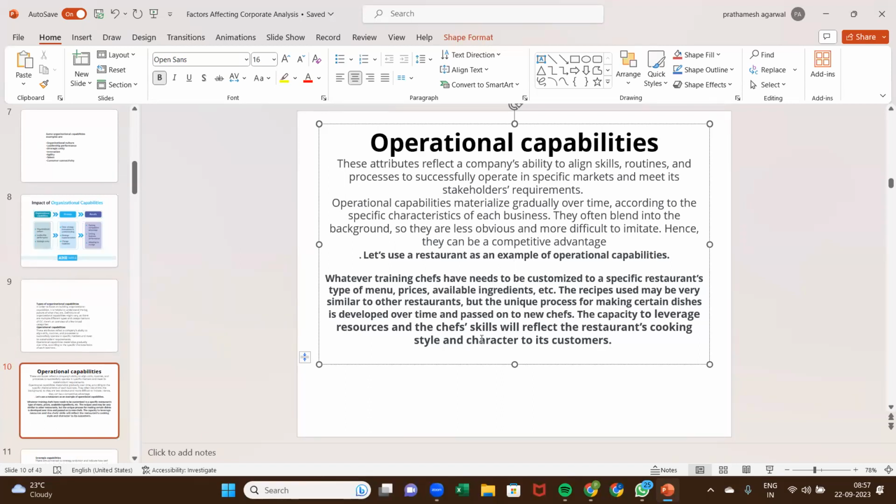So the way the chef is making the sambar in Vaishali is reflecting the uniqueness. And all people talk about it, the taste of sambar in Vaishali has not changed in ages, because it is the chef's skills. The taste of the sambar tells us about the skills of the chef, and it is being passed on to the other cooks as well. So that is operational capabilities.